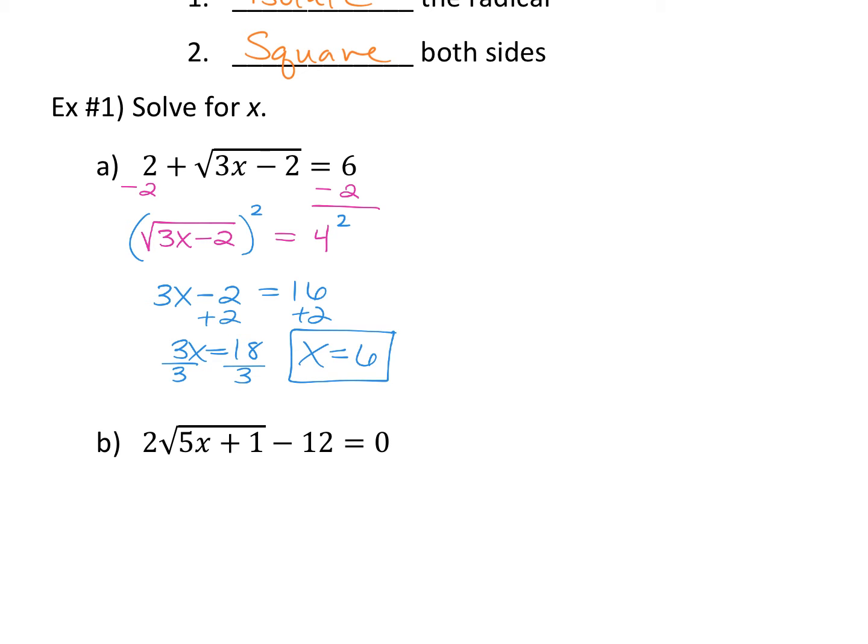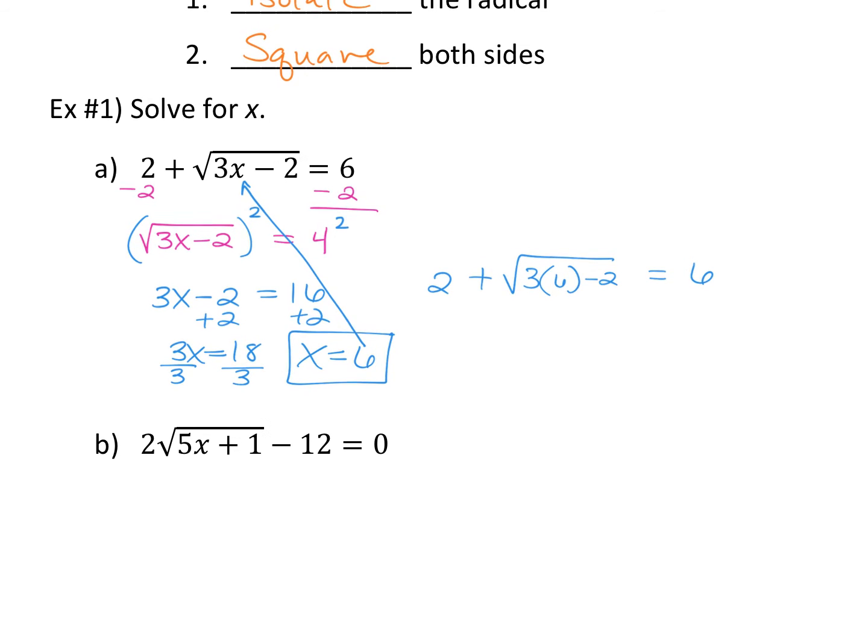Okay, now if you want to check your work on this, all you have to do is plug it back in. 2 plus the square root of 3 times 6 minus 2 equals 6. Okay, so 3 times 6 is 18. 18 minus 2 is 16. So it's 2 plus the square root of 16 equals 6, or 2 plus 4 equals 6, which is true. So you know you got the right answer.